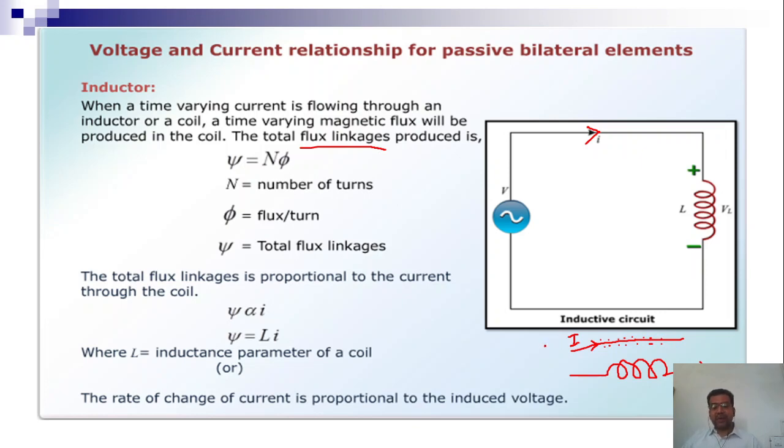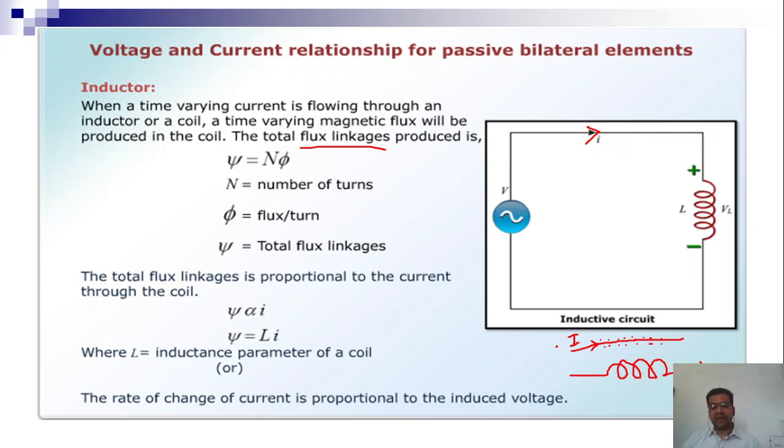For example, if you are passing 1 ampere of current, then the field will be less. If you are passing 10 amperes of current, the field will be high. So which factor decides the magnitude of the field? Current is the parameter which decides how much magnetic field is present over there.